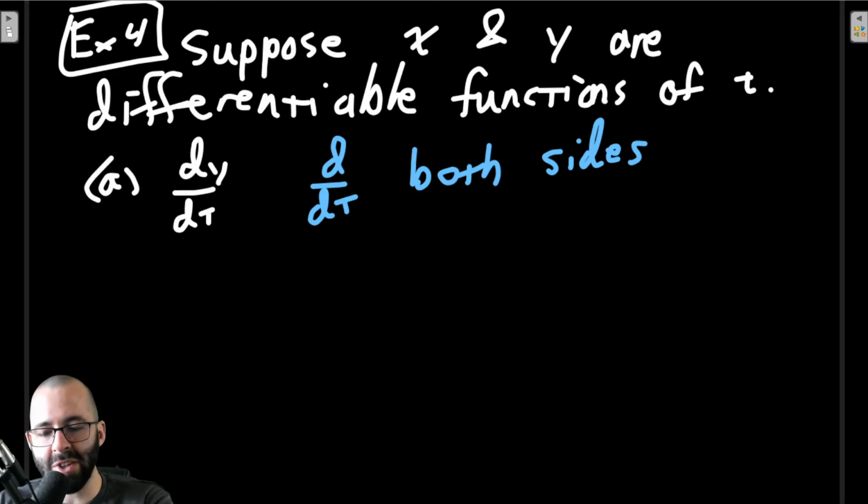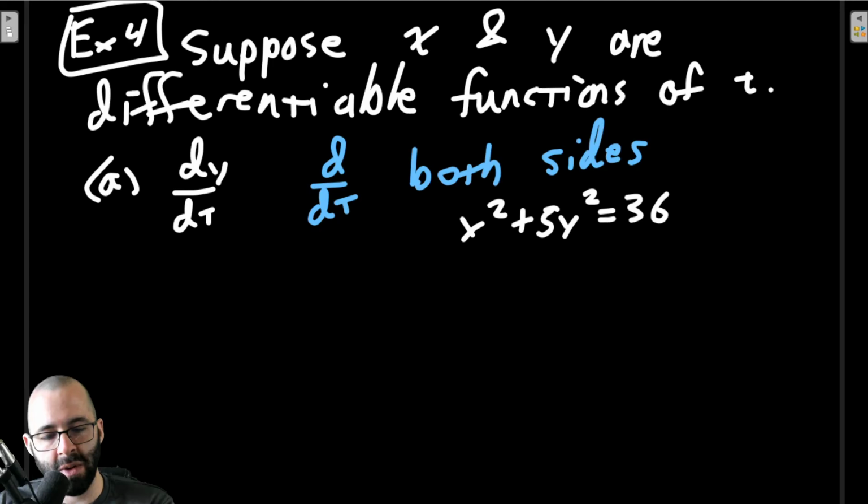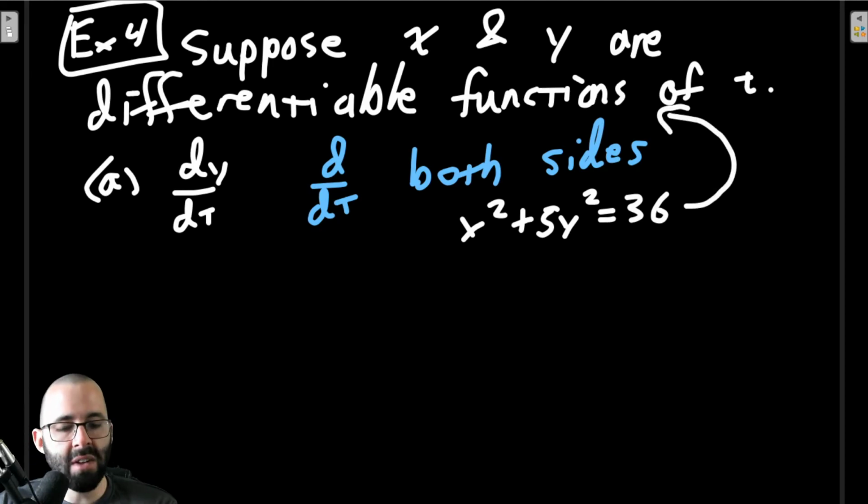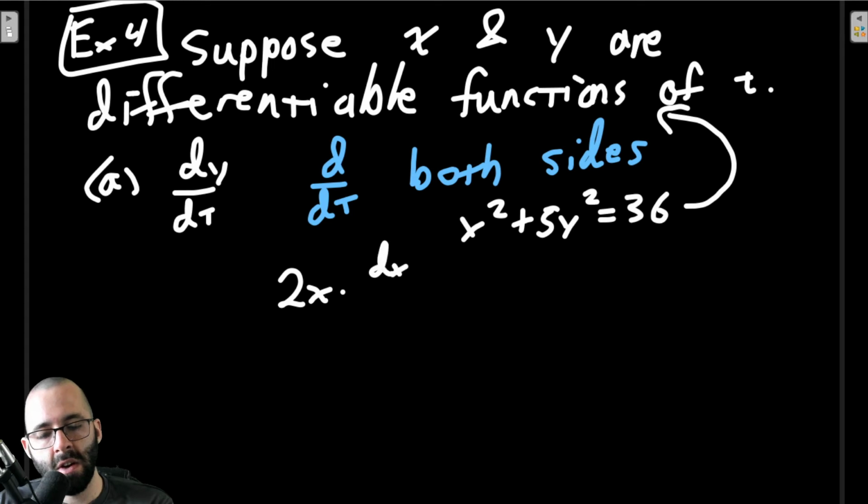Oh, there's supposed to be an equation here, by the way. Really losing it today. X squared plus 5y squared equals 36. This is the relationship between x and y, and they're both changing over time. We want to find the derivative with respect to t of both sides. So derivative of x squared is 2x. But now x is a function of t, so we have to multiply by the derivative of x, which is x prime. Or we can write it as dx/dt.